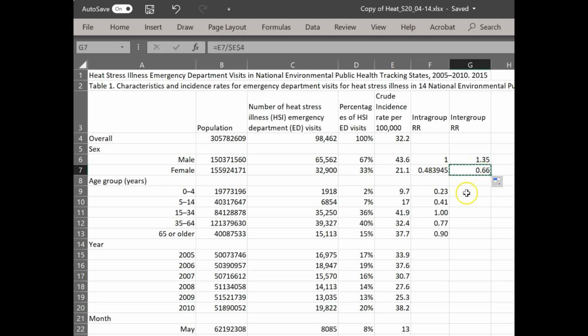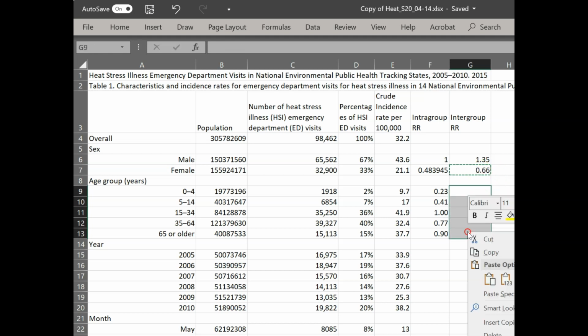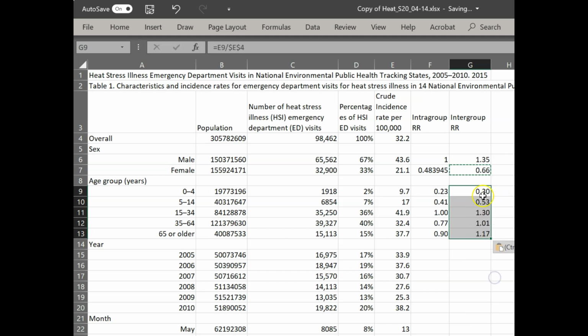We can take that formula and again copy down to the age groups. And we'll paste. There we go. And so here this is interesting. So previously we saw that 15 to 34-year-olds have higher risk than the other age groups, right? Amongst the age groups, they have the highest.